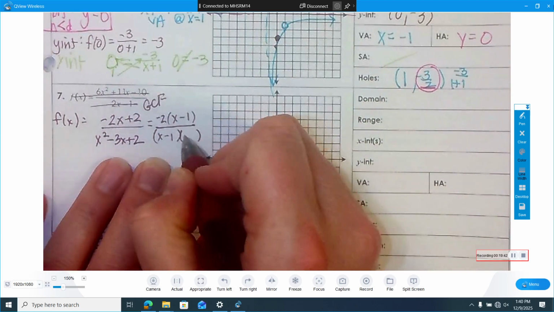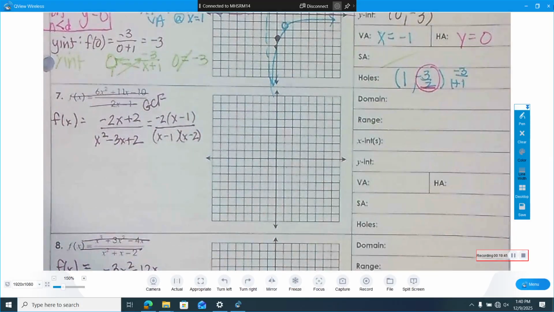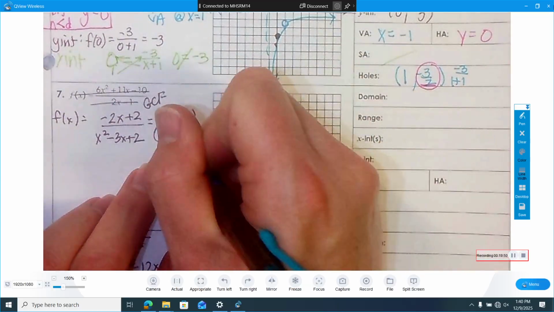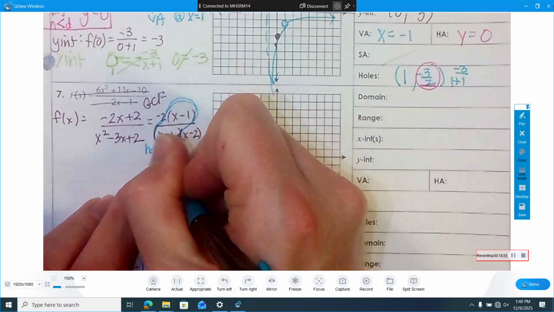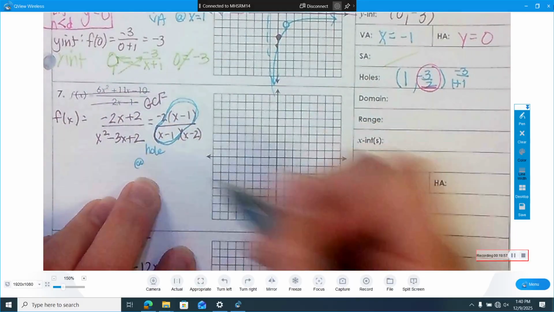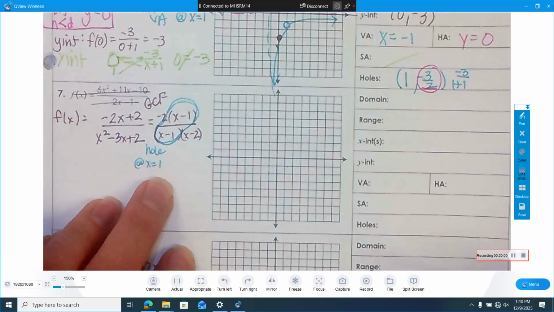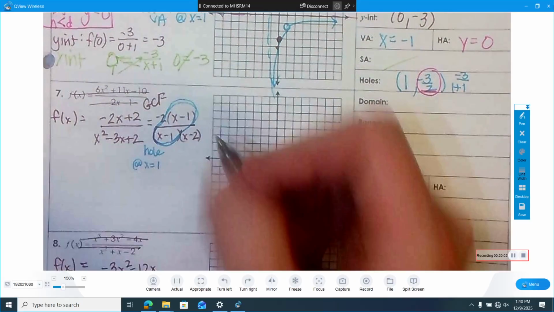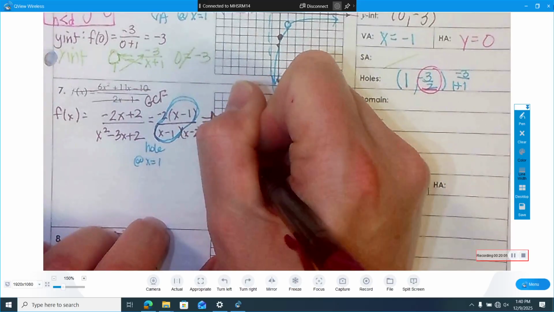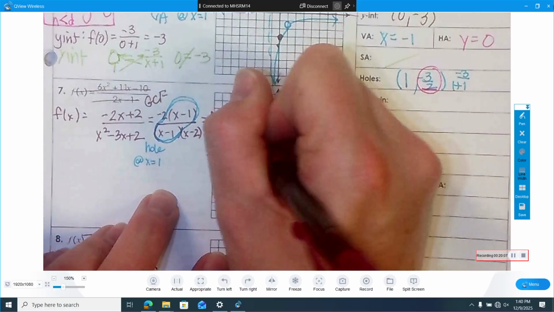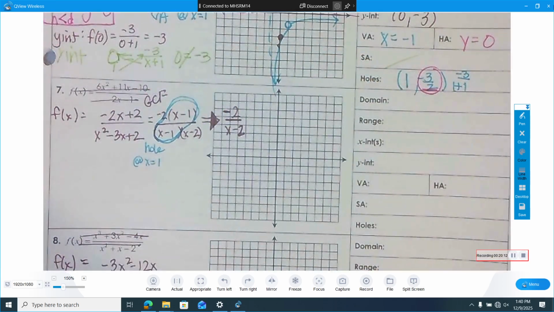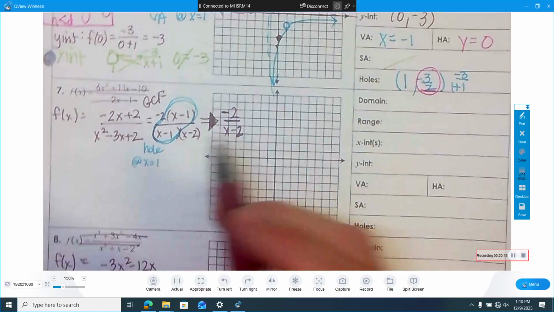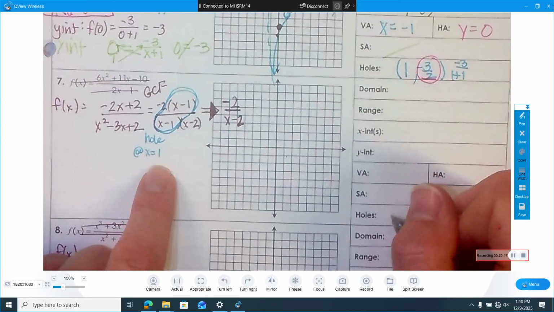Excellent. X minus 1 and x minus 2. Beautiful. All right. And what do we have there? A hole, yeah, good. We see a common factor there, so we know that gives us a hole at x equals 1. And this simplifies, right? Like we can clean that up a little bit. So it simplifies to negative 2 over x minus 2. Yeah. All right. So then I know that my hole has the x value of 1.